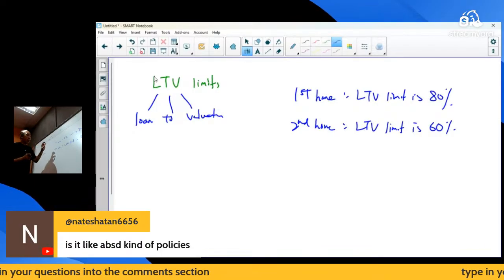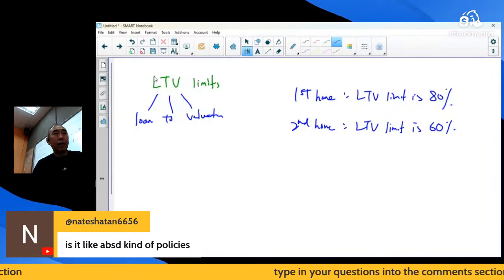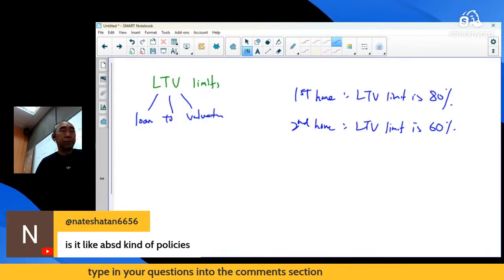So this is an example of legislation. So this would be an example of a legislation. So ABSD is not, LTV would be, right?